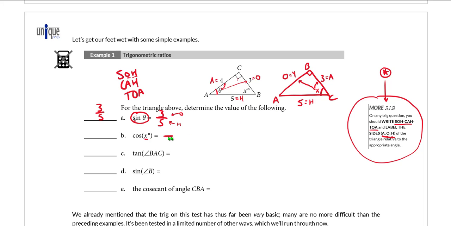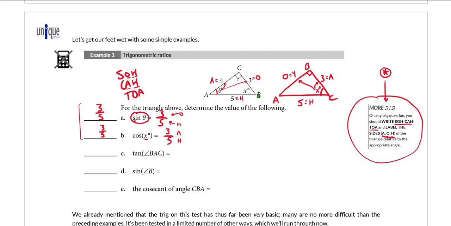So what do I do to find the cosine of the angle with measure x? I need adjacent over hypotenuse, so adjacent in the numerator, hypotenuse in the denominator. Adjacent is 3, hypotenuse is 5. So I got the same answer, 3 over 5. We're going to address that little quirk there about cases in which sine of one angle equals the cosine of another angle. We'll talk about that in another couple pages.